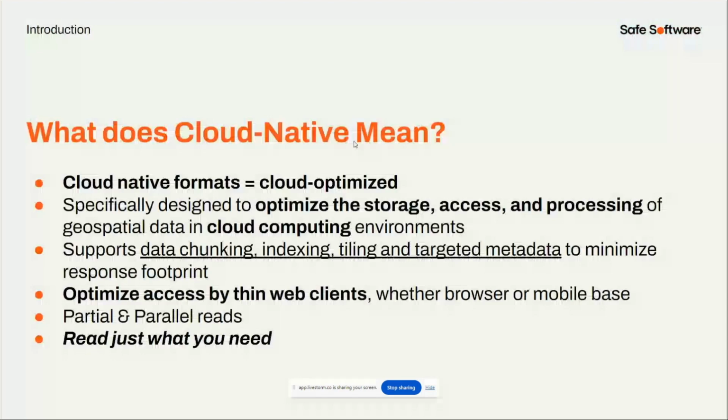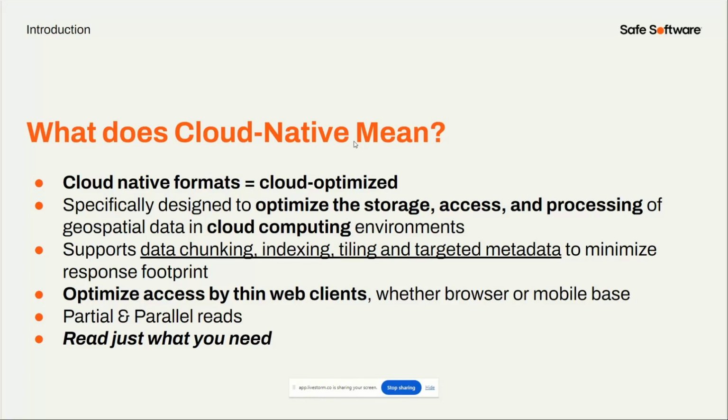Let me dive in and talk a little bit about what we mean by cloud native. Essentially what we're talking about is optimizing our data stores to make them easier to access and more efficient. Those two terms, cloud native and cloud optimized, are kind of used interchangeably. What that actually means is sometimes we have to do a little extra work on the front end, so the loading or generation of the data can actually take a little bit longer.